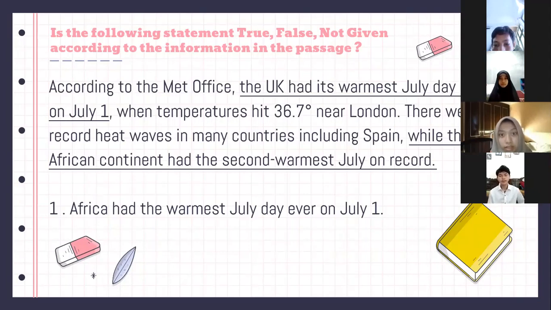In the text, it said that the UK had its warmest July day ever on July 1st, while the African continent had the second warmest July on record. So the statement said that Africa had the warmest July day ever on July 1st. But in the text, it said that the African continent had the second warmest July on record. So the statement is false because the statement and the text contradict each other. Move on to the next example.